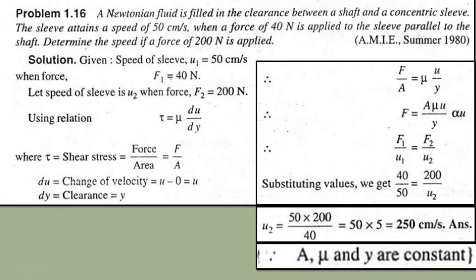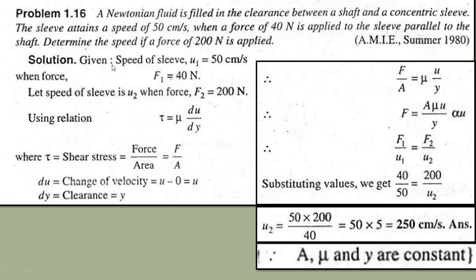Now here, there are different types of fluid: Newtonian fluid, ideal fluid. The basic theory we have already studied, so here we are solving the numericals. A Newtonian fluid is filled in the clearance between a shaft and a concentric sleeve. The sleeve attains a speed of 50 centimeter per second when a force of 40 Newton is applied to the sleeve parallel to the shaft. If a force of 200 Newton is applied, determine the speed of the sleeve. We need to find the speed.